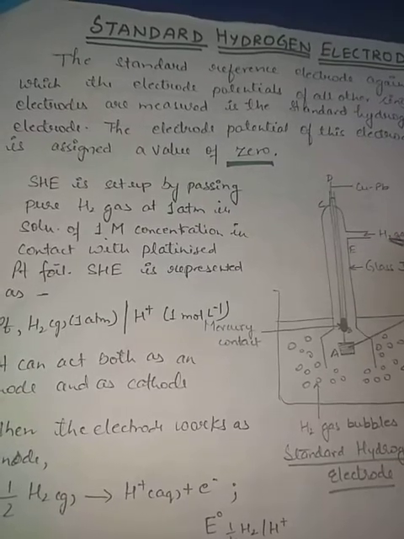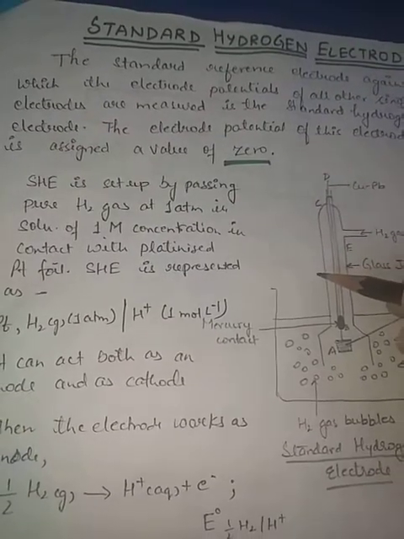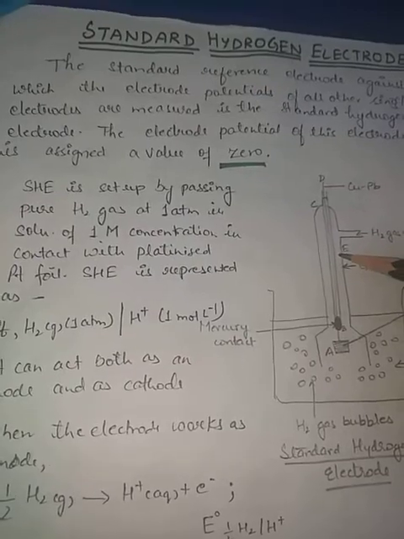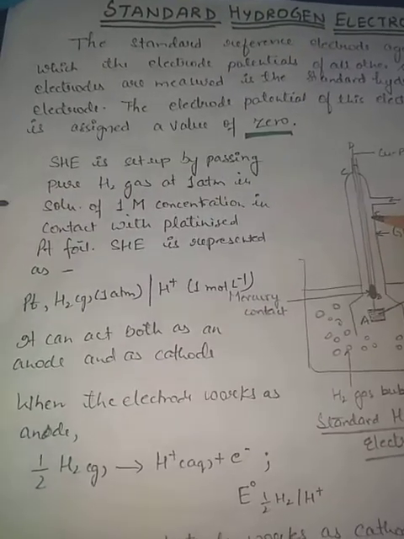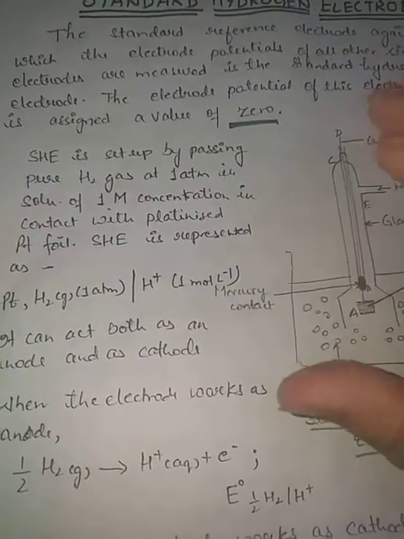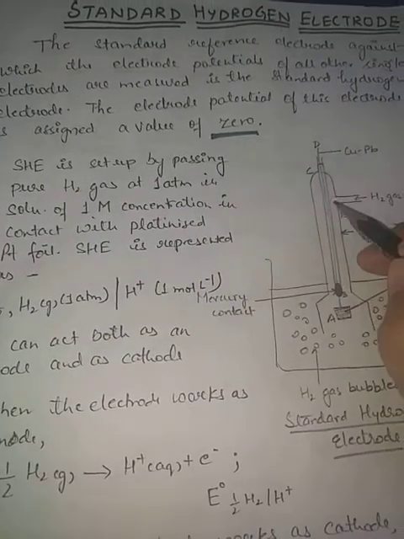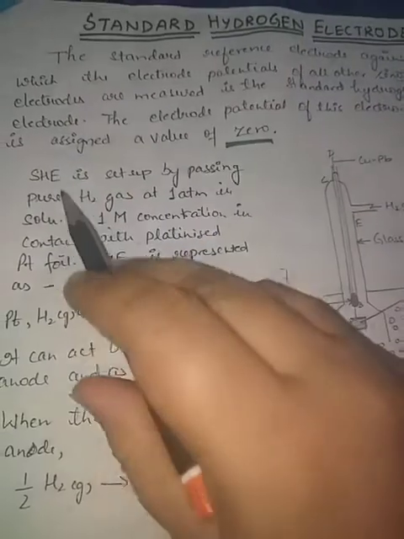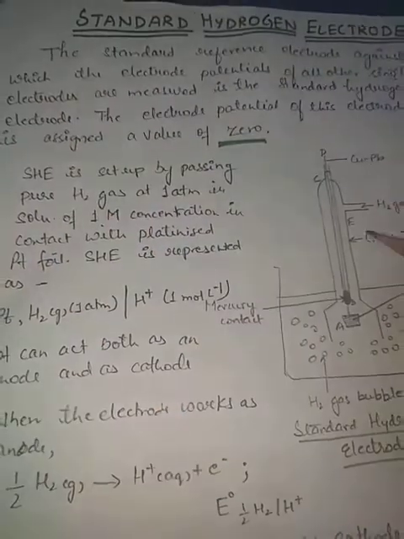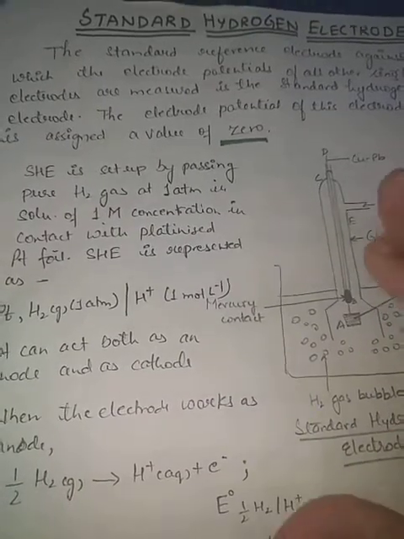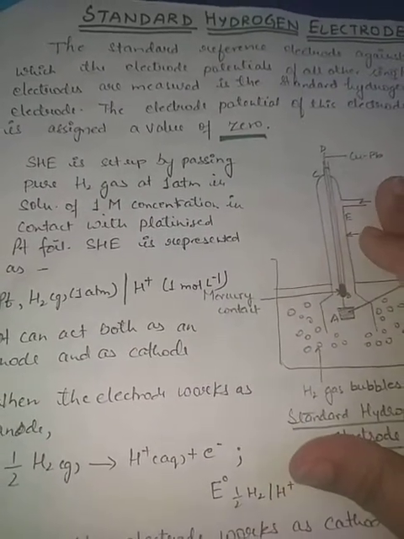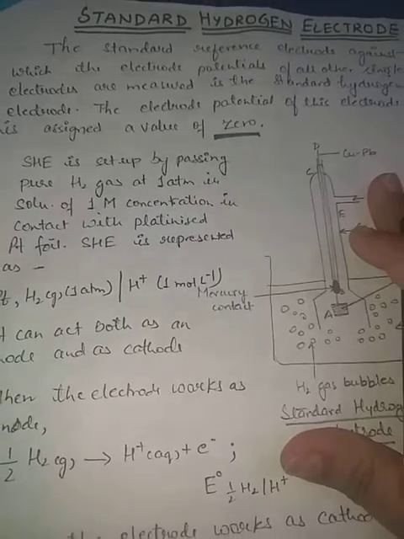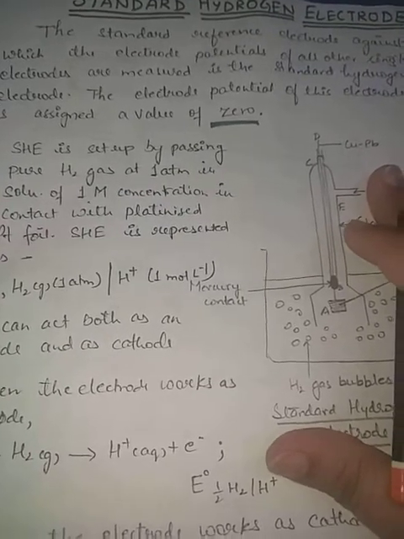To calculate the electrode potential of that single particular electrode, we use this standard hydrogen electrode. It is also called SHE or NHE, the normal hydrogen electrode. First we'll study the construction of this cell, and then we'll study how to use it.